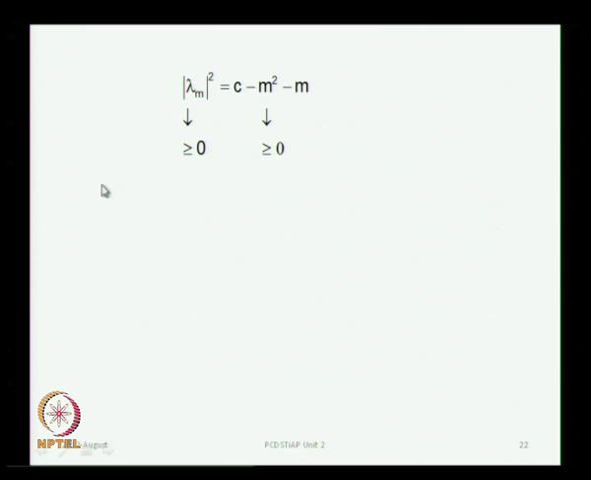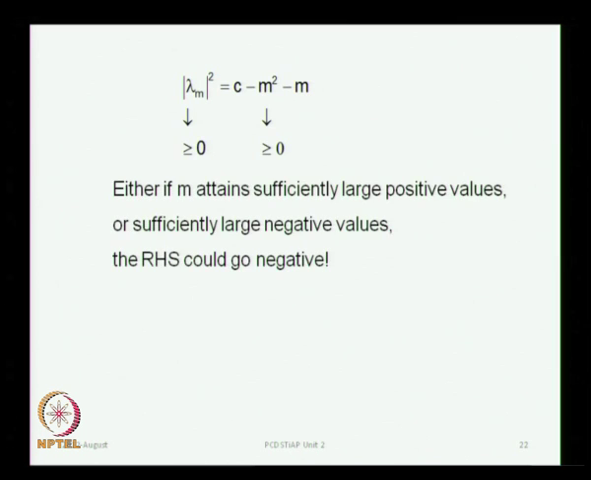Now let us have a look at this relationship. Now this is an exact equality. The left hand side however cannot be negative because it is the square of a modulus. There is no way the left hand side can go negative. So the right hand side also cannot go negative, which means that in the right hand side you are subtracting m square, which cannot be negative, and if this relation is to remain valid the necessary condition is that m cannot take arbitrarily large positive values, nor can it take arbitrarily large negative values.